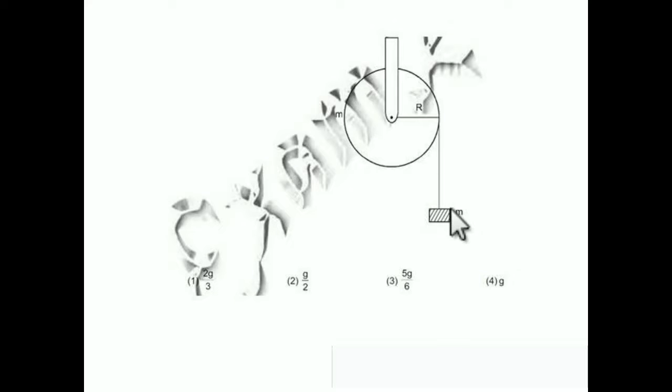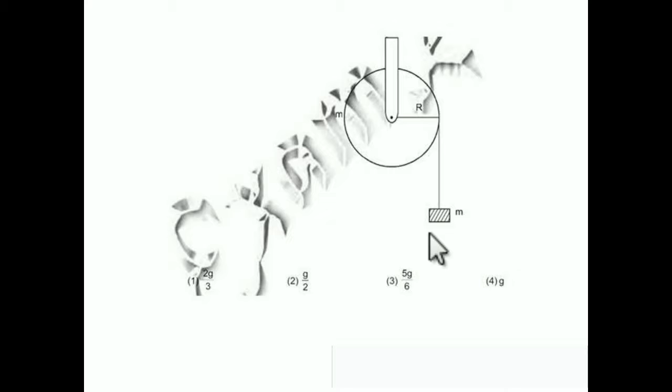A cylinder is here, and with the help of a string, a mass is attached to the cylinder. If the mass is released, we have to find the acceleration with which it will fall. For solving this type of question, I have to make a simple free body diagram, called an FBD.